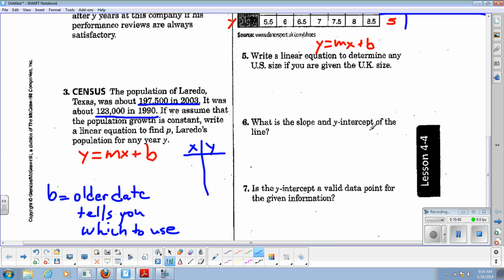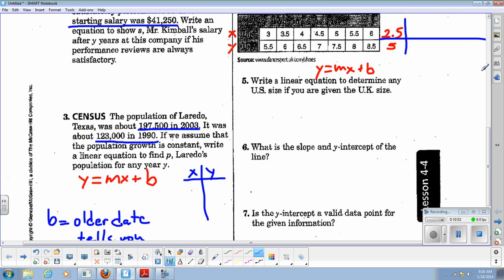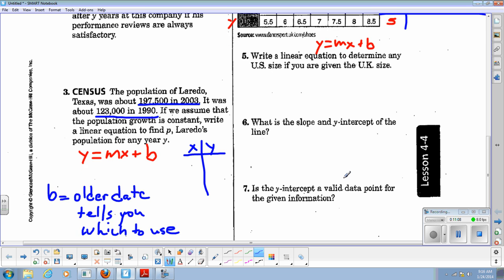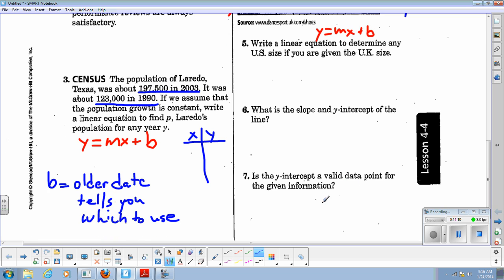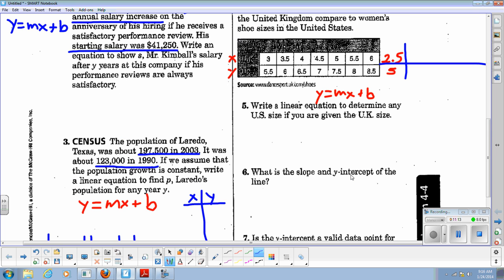Then number 6, you should be able to answer once you have your equation written in slope-intercept form. Number 7 says, is the y-intercept a valid data point for the information given? Well, here's the y-intercept. When you get it in your table, I told you that your y-intercept is located where x equals 0. If you have a size 0 and you have a 2.5, will that really be a valid data point? Think about that. Write down whatever answer you think would work for number 7. If you have any questions, please feel free to bring that sheet to me. I'll be happy to help you with it.